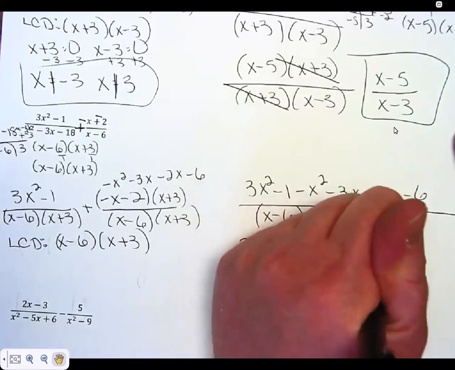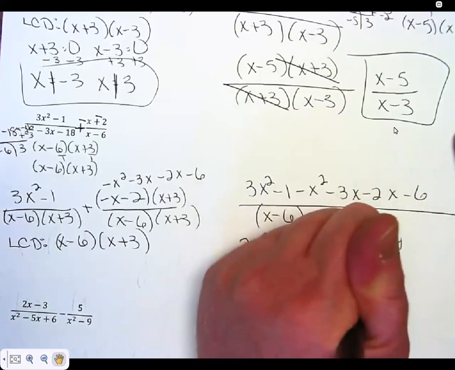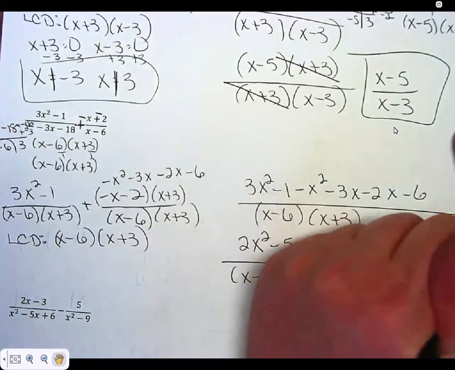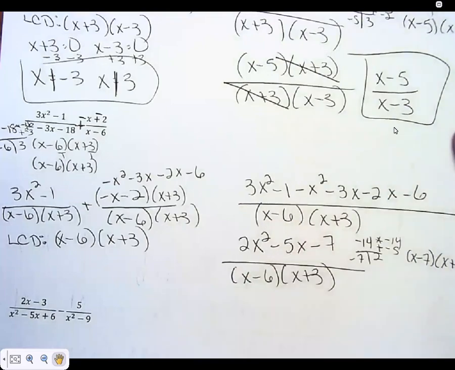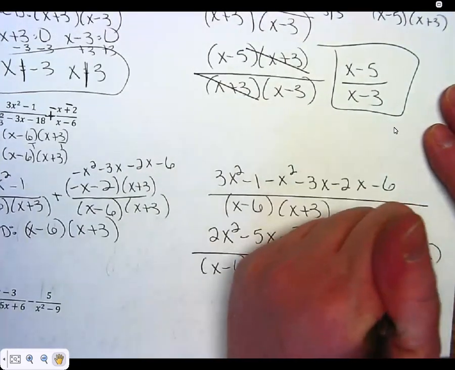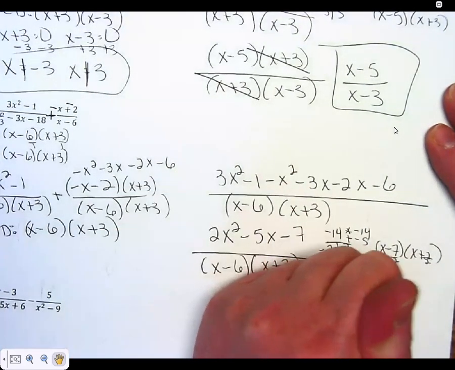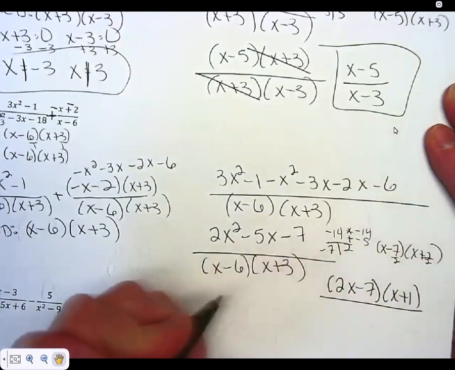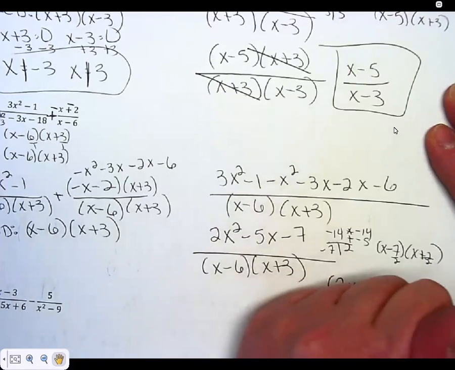At negative 14, you need two numbers that multiply to be negative 14 and add up to be negative 5, which would be negative 7 and 2. Okay, so you have x minus 7, x plus 2. Helps if you can see all of it. Divide them by your number in front, which is 2. So then you're looking at 2x minus 7 and x plus 1 over x minus 6 and x plus 3.